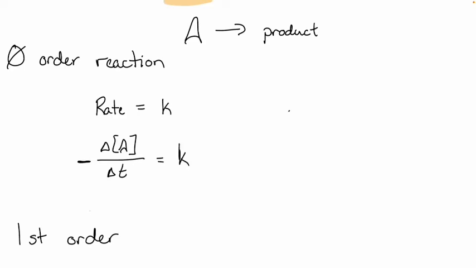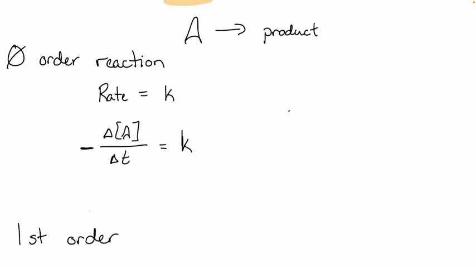Now, this is called the integrated rate law because what we're going to do is take this and do some calculus on it. We're going to integrate it, right? So in the world of calculus, this delta expression would be d concentration of A over dt. So this is equal to K. And then I can integrate both sides with respect to time.